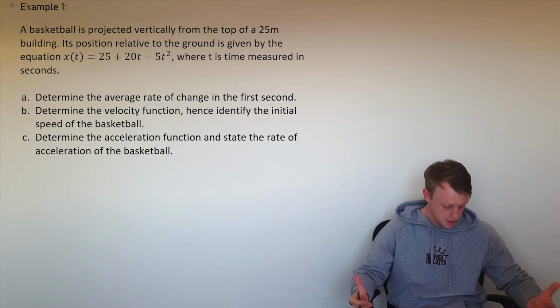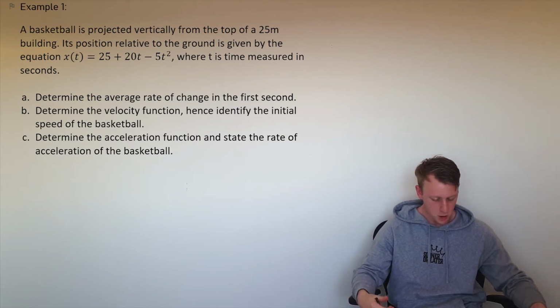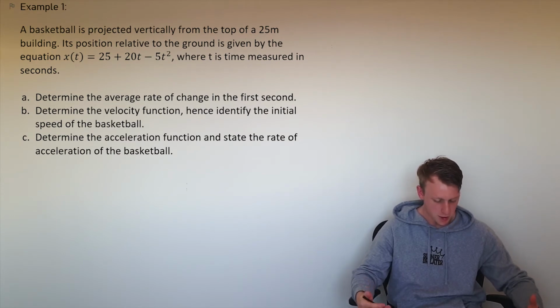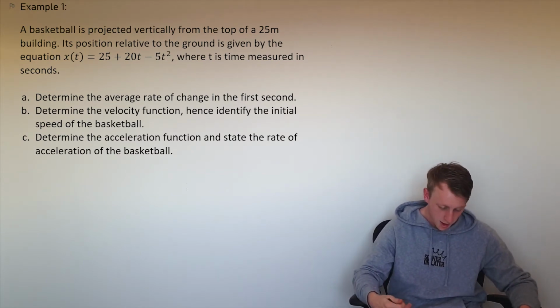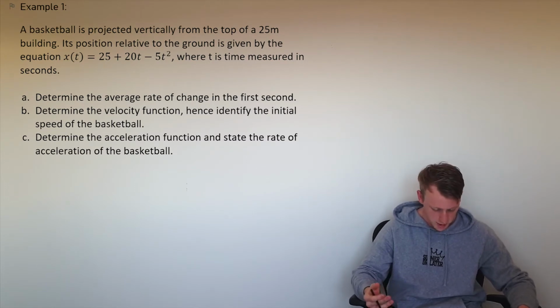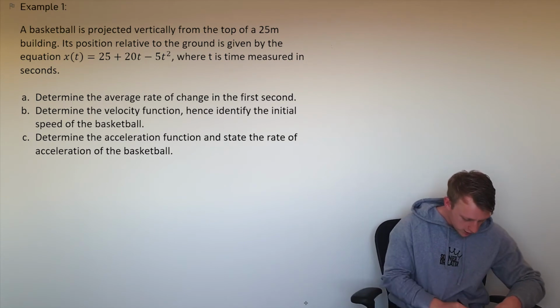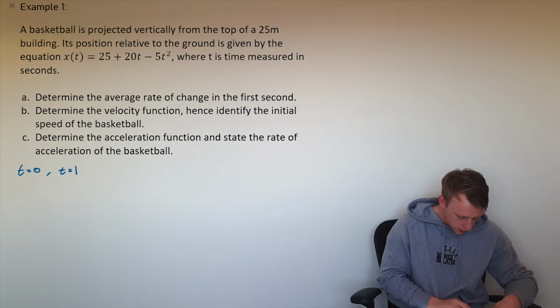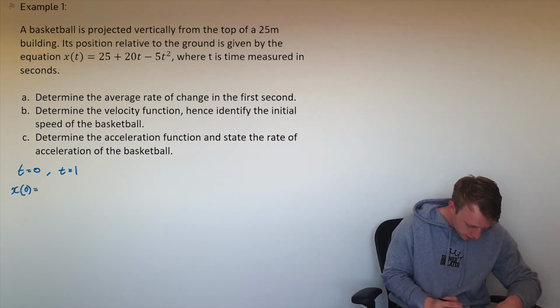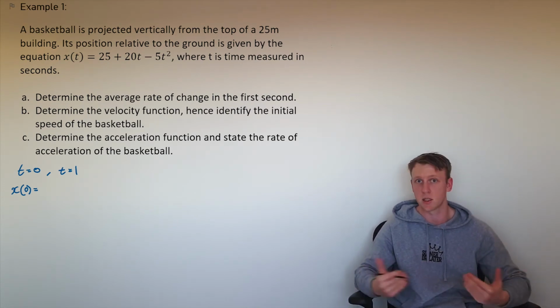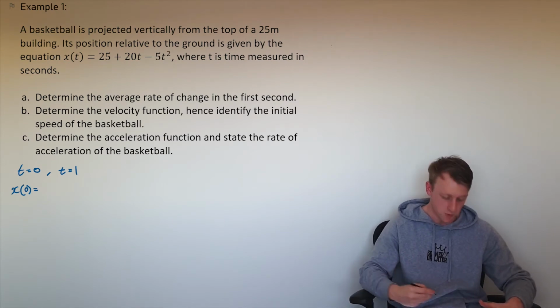We're just having a look at an example here where we're throwing a basketball in the air from the top of a 25-meter building. We're told that the relative position to the ground is given by this equation, where x of t, t is time in seconds, and it is a negative parabola. So 25 plus 20t minus 5t squared. First part of the question here is saying determine the average rate of change in the first second. So really what that's saying is what is the rate of change on average when we've gone from 0 to 1. And so I'm going to have to determine those x and y values and substitute them in as if I was just calculating the gradient between two x and y points. In this term, a t and x of t points.